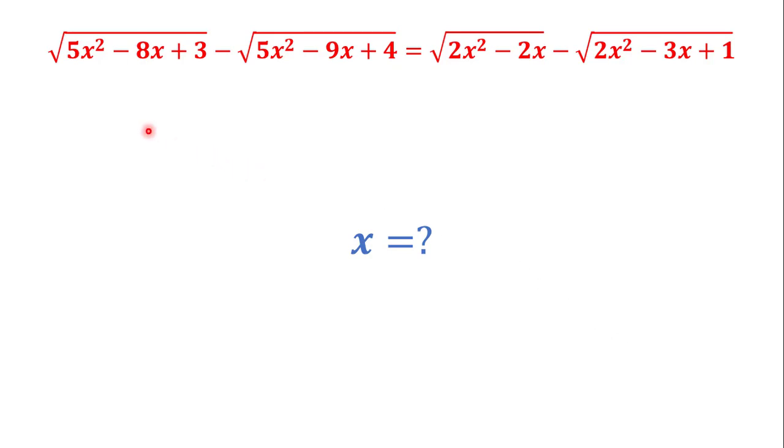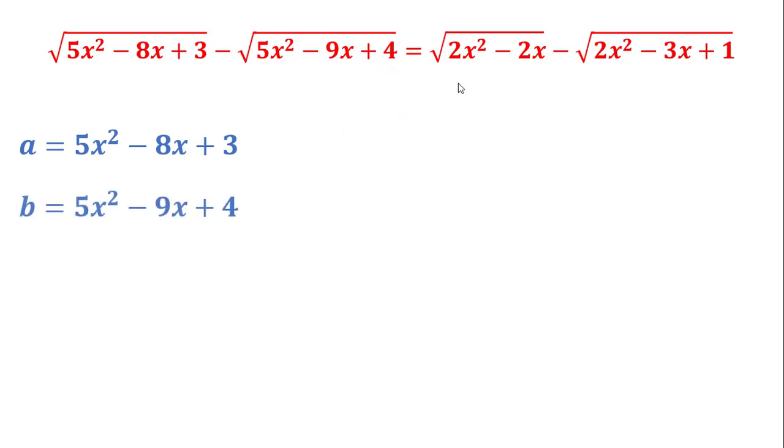In this video, we're going to solve a radical equation. In the first step, we put 5x squared minus 8 times x plus 3 equals a, and 5x squared minus 9x plus 4 equals b. And also we put 2 times x squared minus 2 times x equals c, and 2x squared minus 3 times x plus 1 equals d.